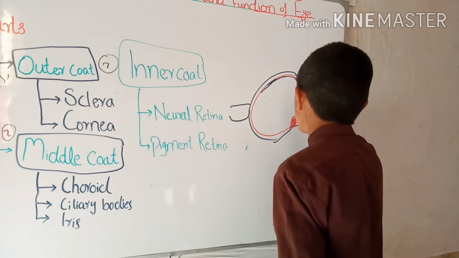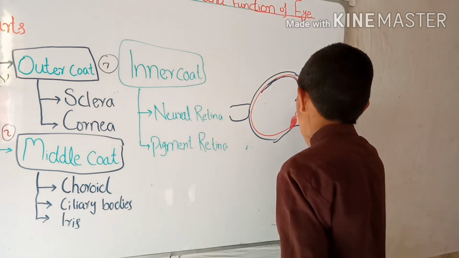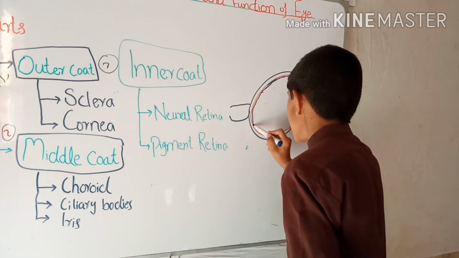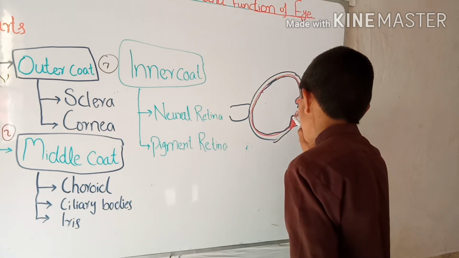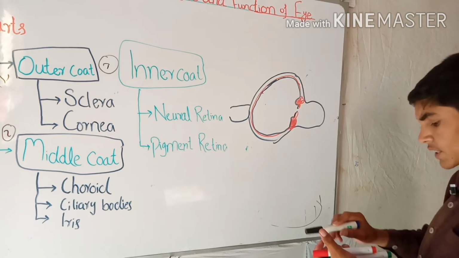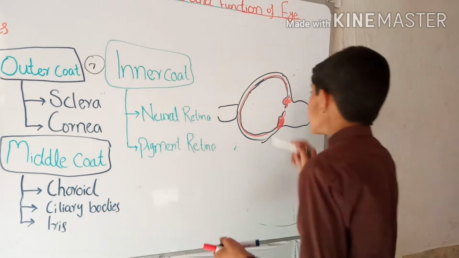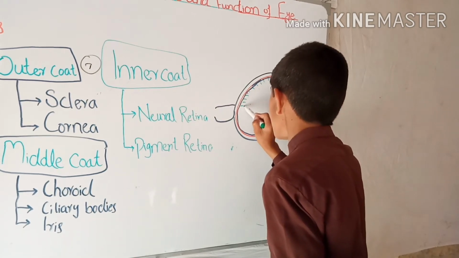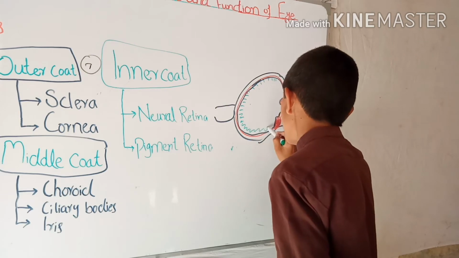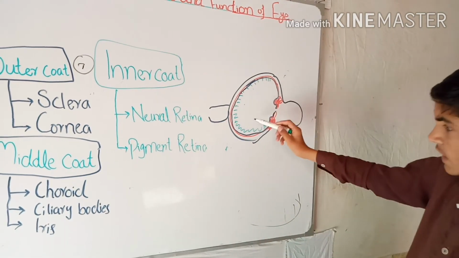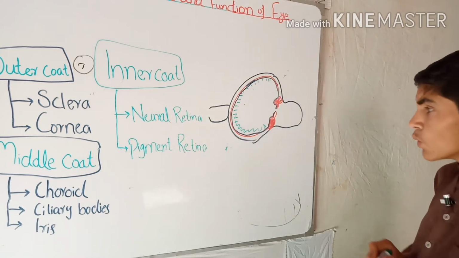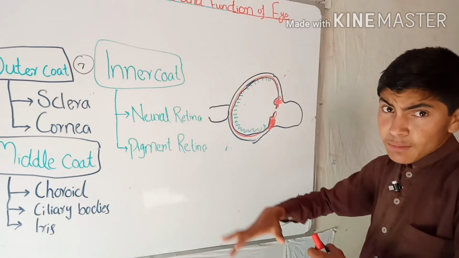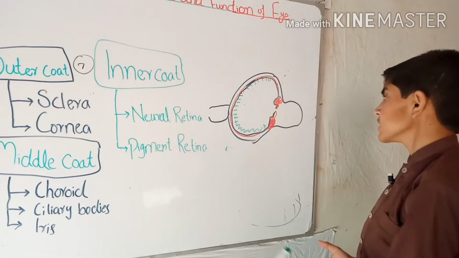And the third one is the pigmented layer of the retina, which is directly attached, and it extends up to the iris like this. But the neural layer of the retina doesn't extend and it remains from here to here. This internal neural retina contains rod and cones. Okay, now we talk about the layers of the eyeball. Now we're going to talk about its internal contents.